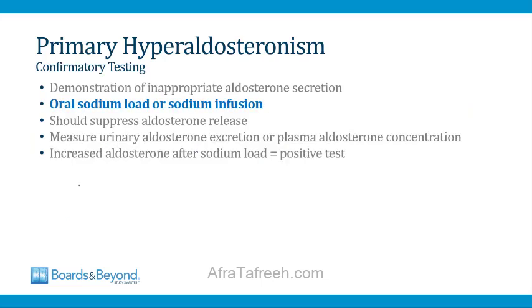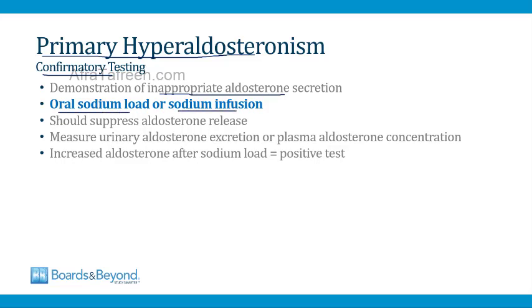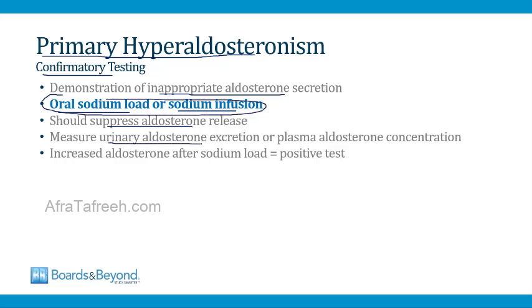When the plasma renin activity and the plasma aldosterone concentration suggest a diagnosis of primary hyperaldosteronism, confirmatory testing is usually done. The idea here is that you need to demonstrate that there's inappropriate aldosterone secretion by the adrenal glands. This is usually done by giving the patient an oral sodium load or a sodium infusion. When you add sodium to the body, this should suppress aldosterone release. This should expand the extracellular volume, and it should cause less renin release from the kidneys and less aldosterone release from the adrenal glands. So after you administer a sodium load, you can measure the urinary aldosterone excretion or the plasma aldosterone concentration.